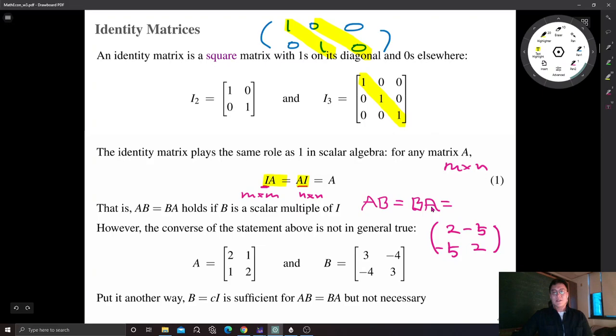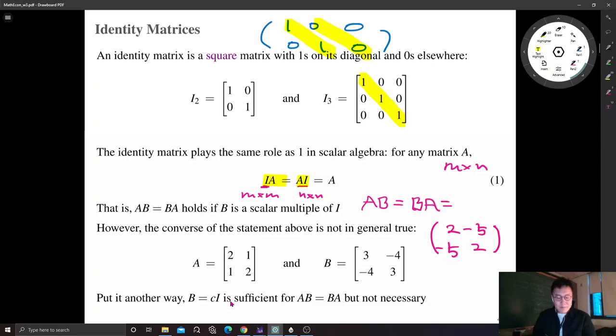All right, so these two products give us the same identical matrix. So the commutative law holds, but neither is a scalar multiple of the identity matrix. In other words, one matrix being a scalar multiple of the identity matrix is just a sufficient condition for the commutative law. So AB is equal to BA, but that is not a necessary condition.